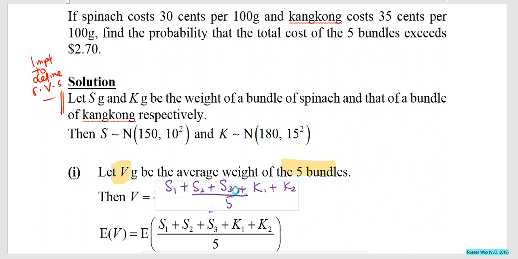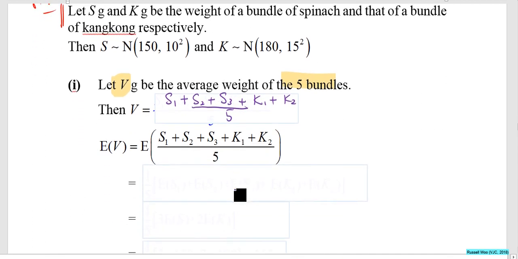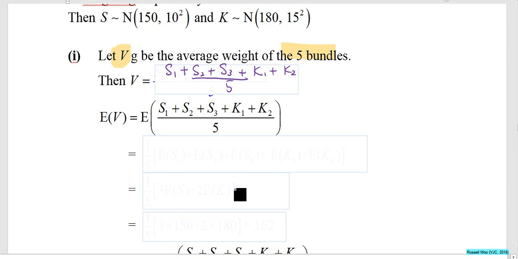What is the distribution of V? First, I need to find the mean. Next, I need to find the variance. How to find the mean? If you are fast, you can actually write down instead of talking and talking. If you are fast, you just write down. Go ahead and then you carry on and write. Alright?